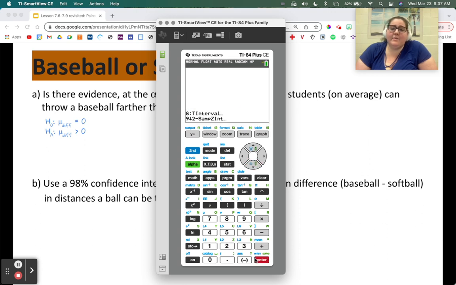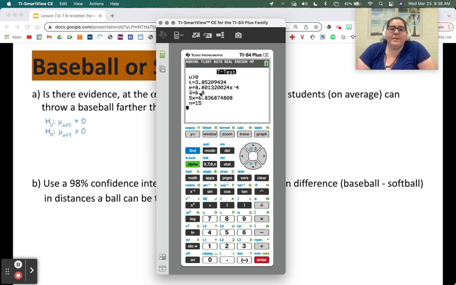So t-test is what I'm using. I'm going to choose data because I have my data in the lists. My null hypothesis, mu0, would be 0 because my null is that there's no difference. My list, mine was in L3. If yours was in L1, just keep it as L1. And then I'm trying to show that that difference is greater than 0, so I'm going to choose greater than. And then I'm going to choose calculate or draw, whichever you like better. I'll choose calculate this time. And we get our t-score and our p-value.